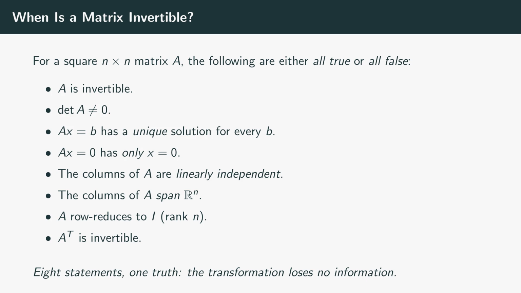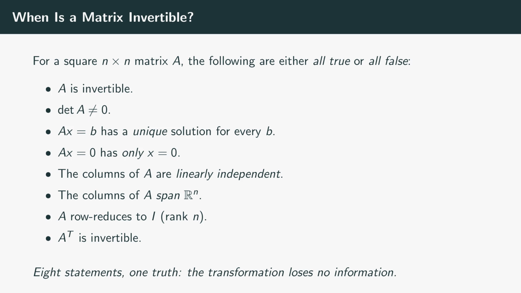The columns of A are linearly independent. The columns of A span all of R^n. A row reduces to the identity. Equivalently, it has full rank n, and A transpose is invertible too. Eight statements that look completely different, about determinants, about solutions, about columns, about rank. Yet they are secretly the same statement.